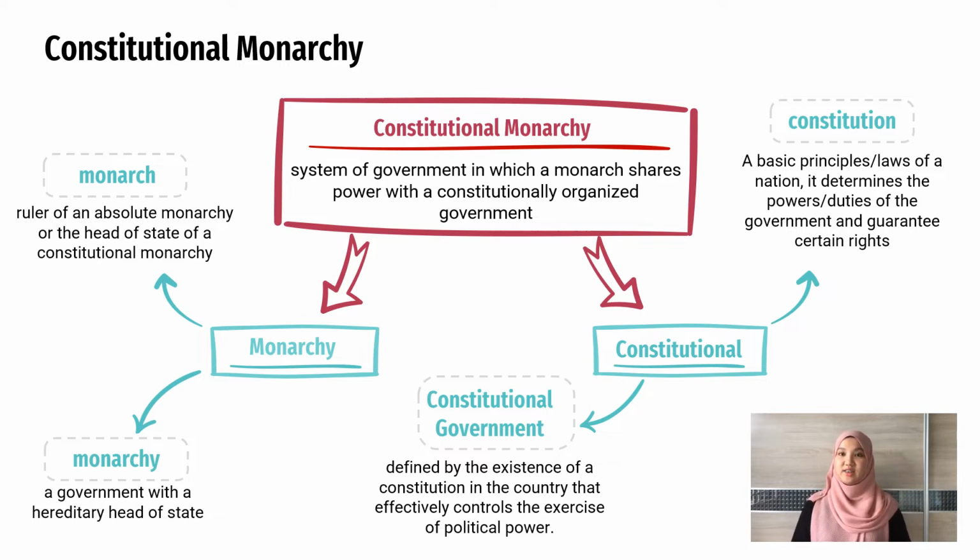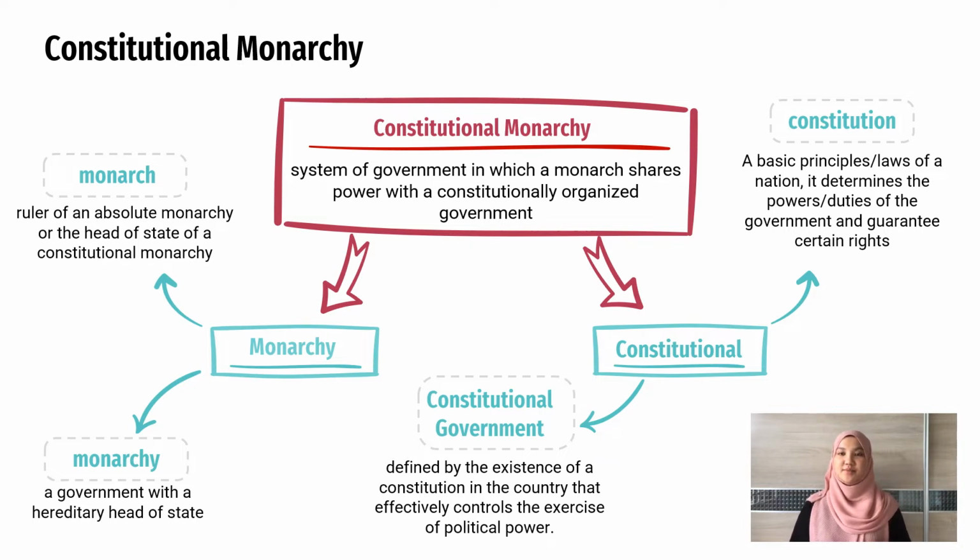What then is the definition of monarch? Monarch can be defined as the ruler of an absolute monarchy or the head of a state of a constitutional monarchy, while monarchy is a government with a hereditary head of state, whether as a figurehead or as a powerful ruler. Move on to the next part, constitution and constitutional.